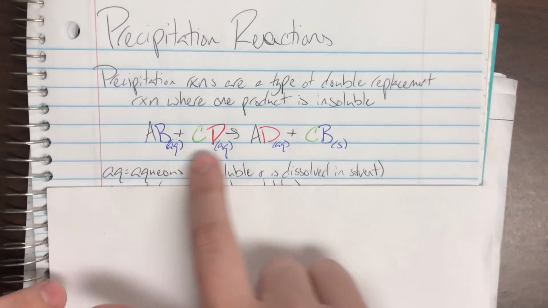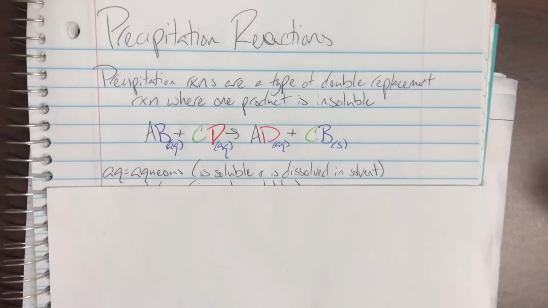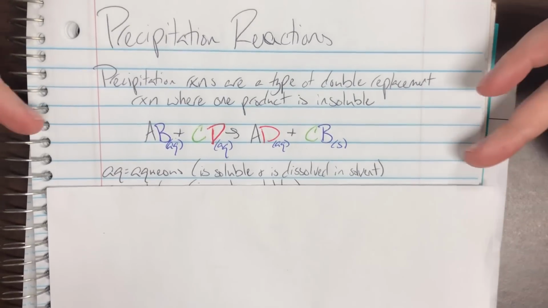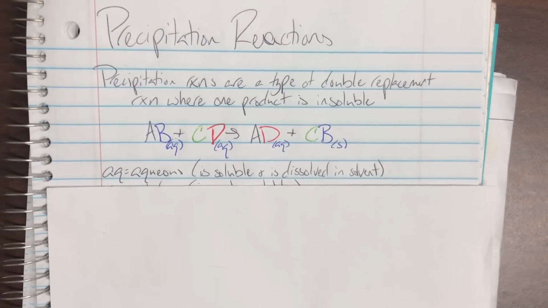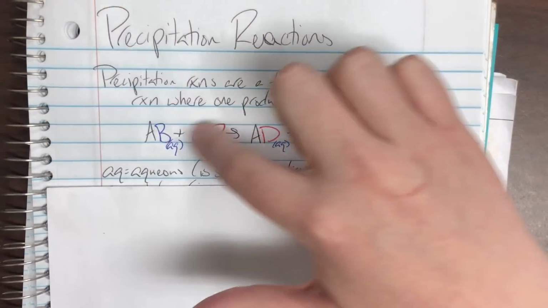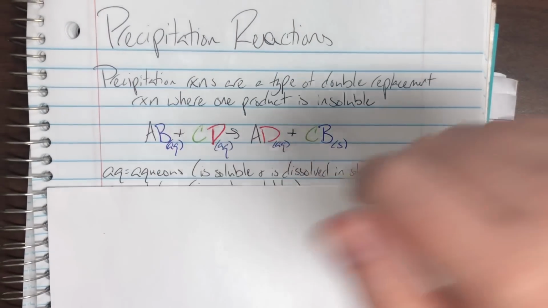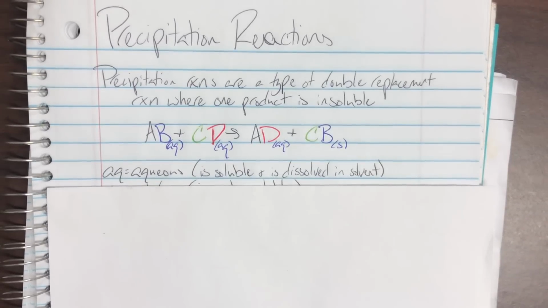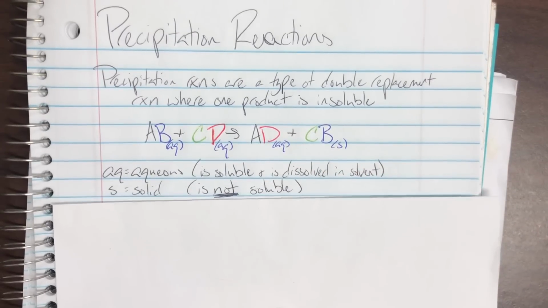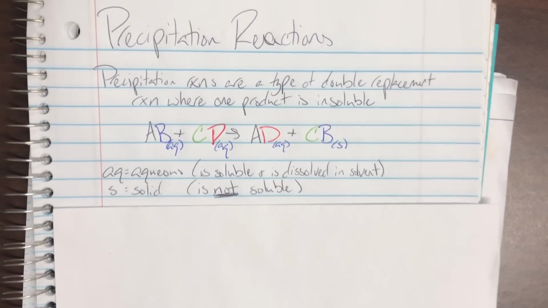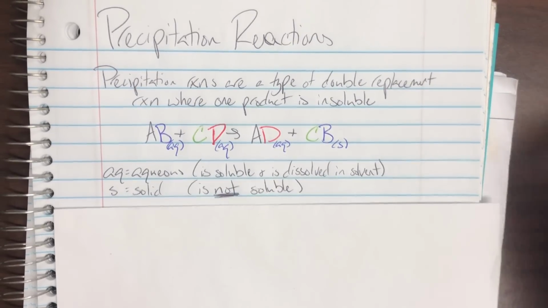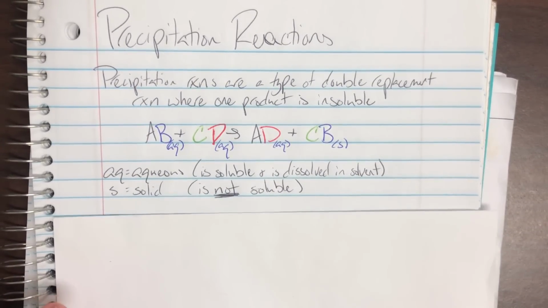Now those little cue cards, they're called state signifiers, and AQ means aqueous. It means that the compound that we are referring to is soluble and is dissolved in a solvent. Okay, so for precipitation reactions, the reactants have to be aqueous. If they are not aqueous, you cannot form a precipitation reaction. The little s means that it is solid and it is therefore insoluble inside of that reaction.